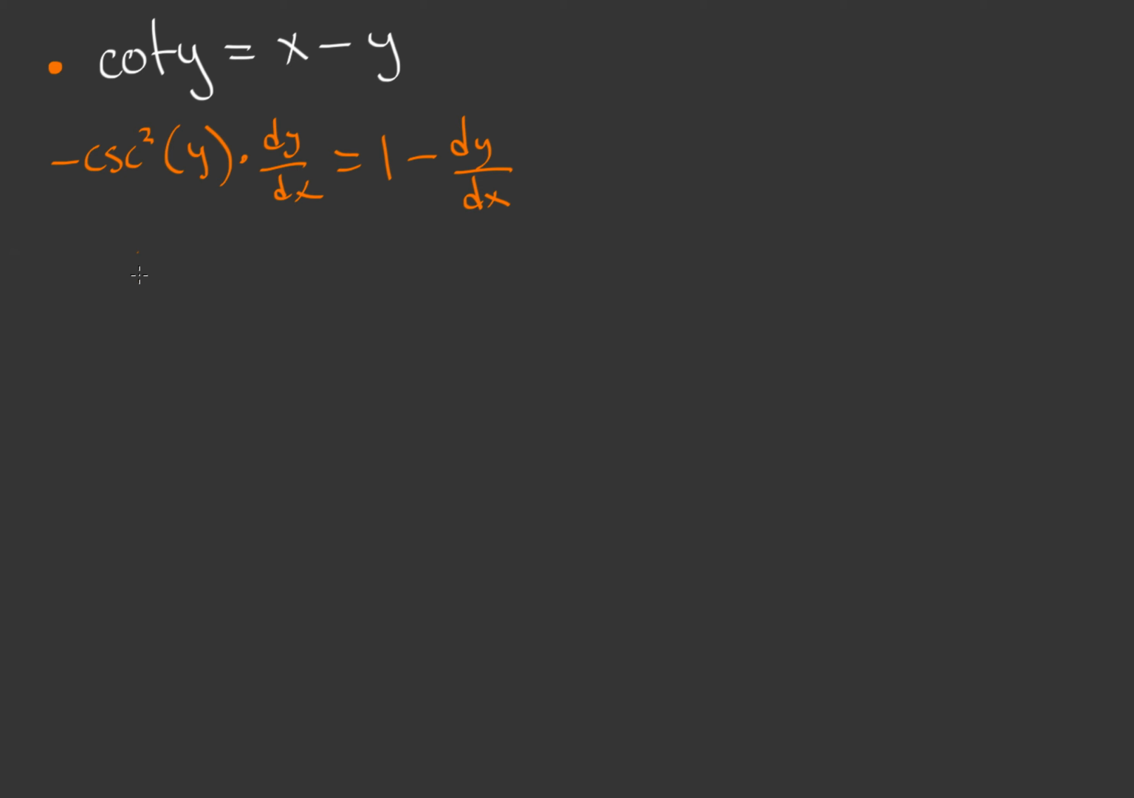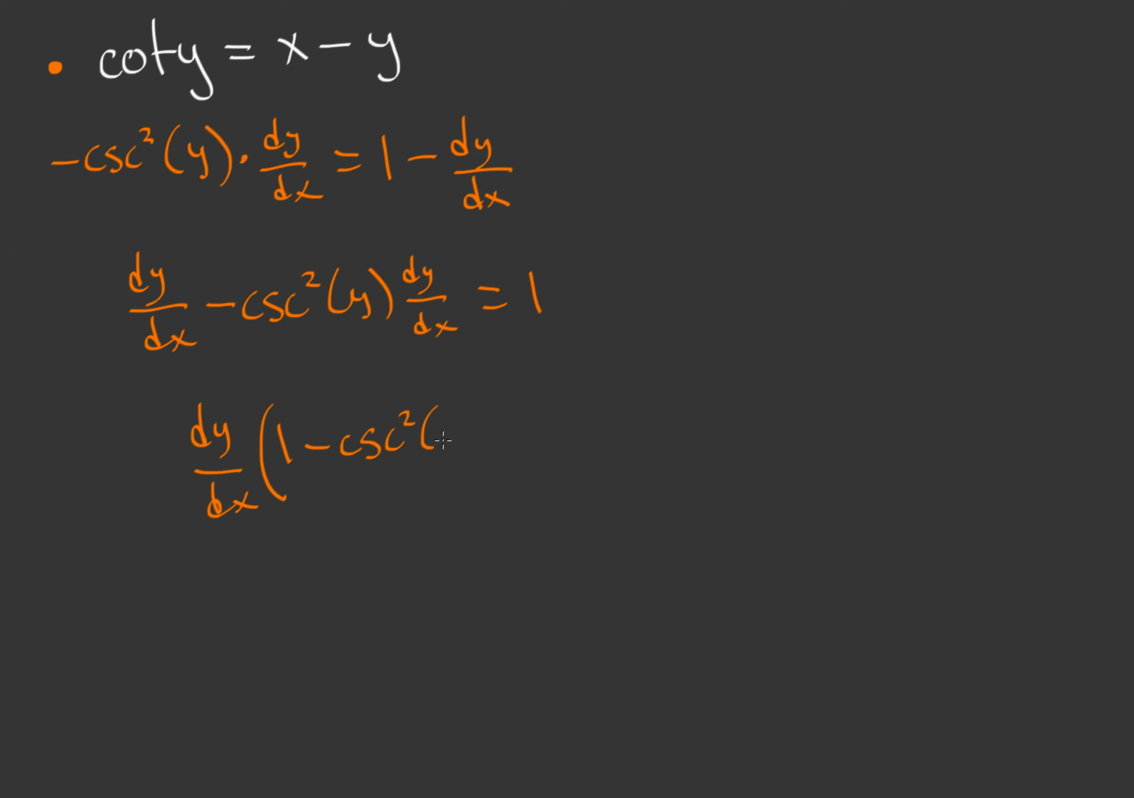So in order to isolate dy dx, let's get all the dy dx's on the same side. So we get dy over dx minus cosecant squared of y dy dx on this one as well is equal to 1. So now we can factor out dy dx from this. So we get dy over dx, and then we get 1 minus cosecant squared of y. And you can go ahead and FOIL this out, and you can see that it's the same answer that we have right here. So that equals 1.